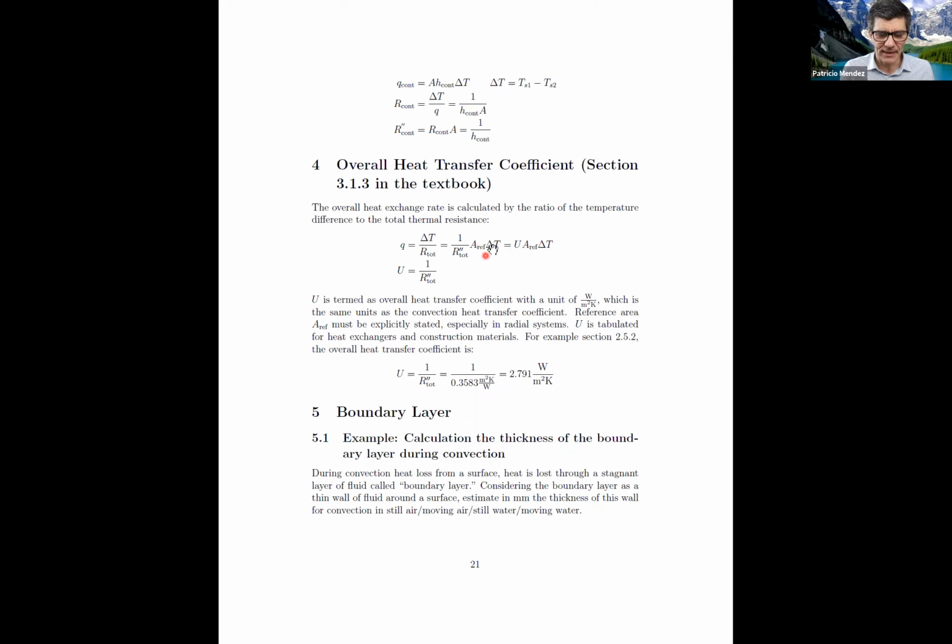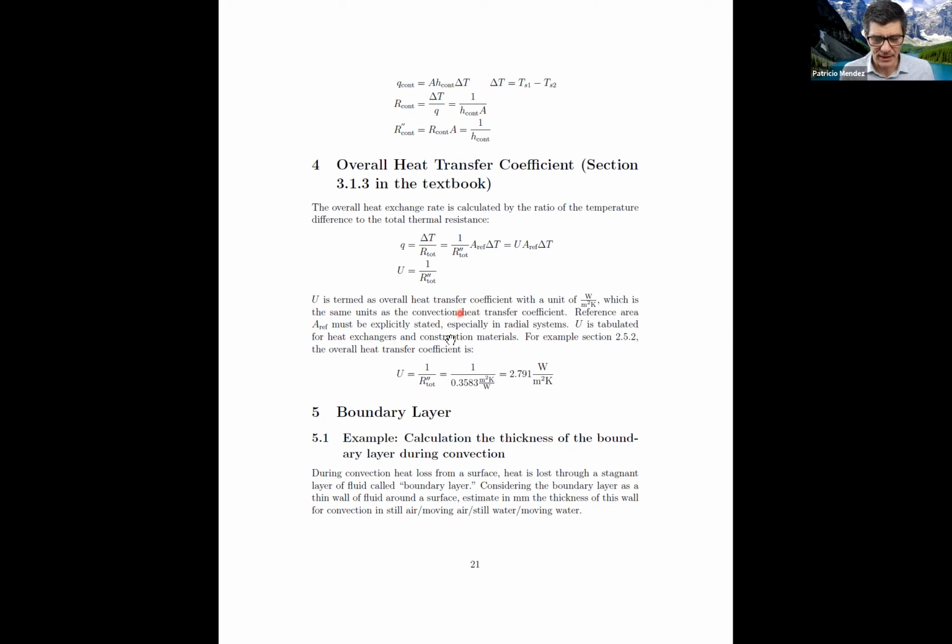Now, once you specify the reference area, this 1 over R double prime has a name, U, and is the overall heat transfer coefficient. This value of U, for example, is tabulated in chemical engineering handbooks for different types of heat exchangers. In this class, we're going to learn how to calculate U for pretty much any type of heat exchanger. But if you just want a ballpark value, those values of U are also already given for general cases in chemical engineering handbooks.